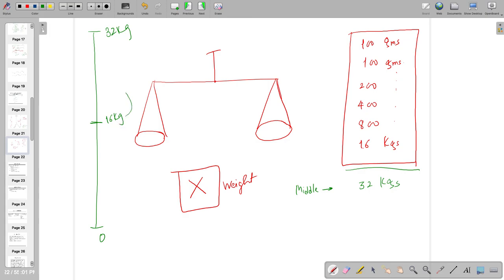whether it is more than 16 kg or less than 16 kg, because everything is binary weighted, you are going to keep the first weight as 16 kg and you will see whether it goes this side or this side. If it is going down, it means its weight is more than 16 kg, then you have to keep the next weight, which is 800. Then you have to check whether it's up or down and so on, right? And you can find out with how many iterations, by the way.